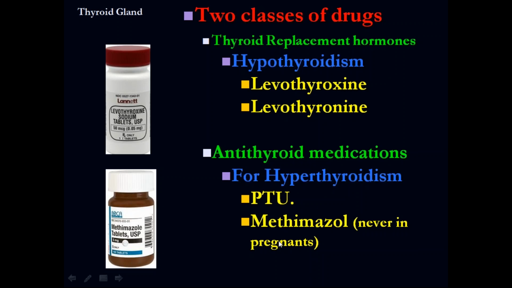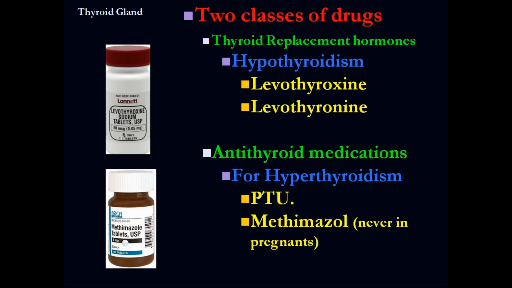Never give this in pregnancy. One of the things these medications do is decrease the production of T3 and T4. Again, for hyperthyroidism, PTU and methimazole decrease the production of T3 and T4. That means the already existing T3 and T4 running through the blood is not going to be affected. So it needs time to diminish the overall T3 and T4.